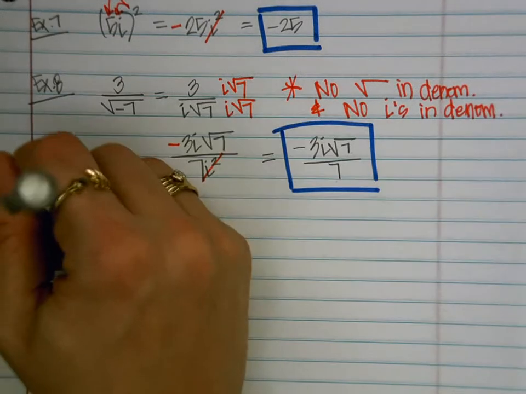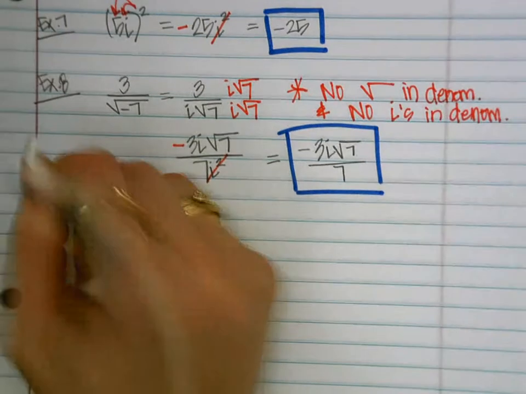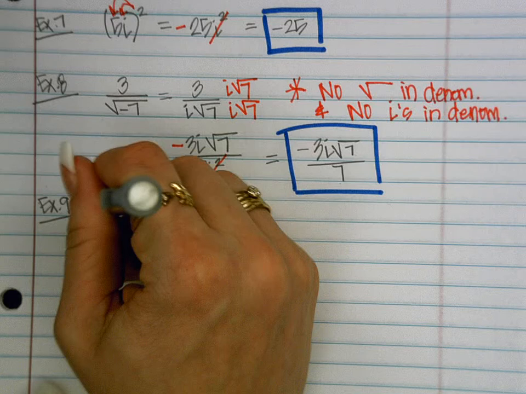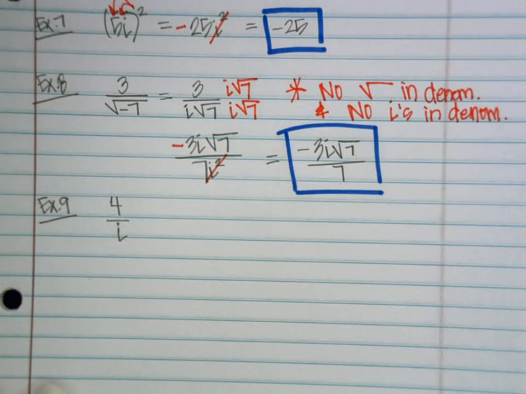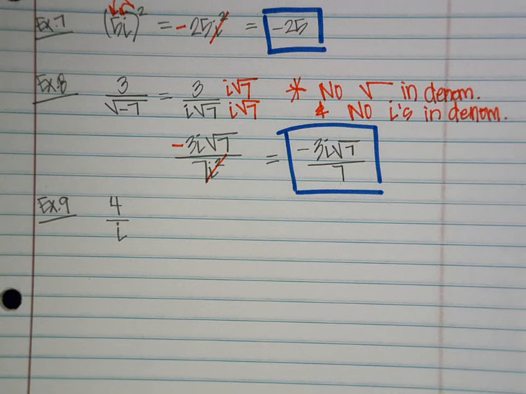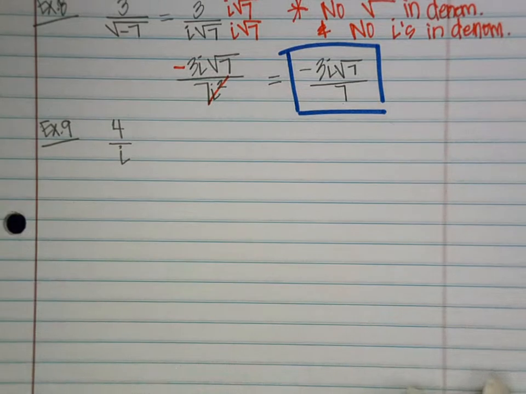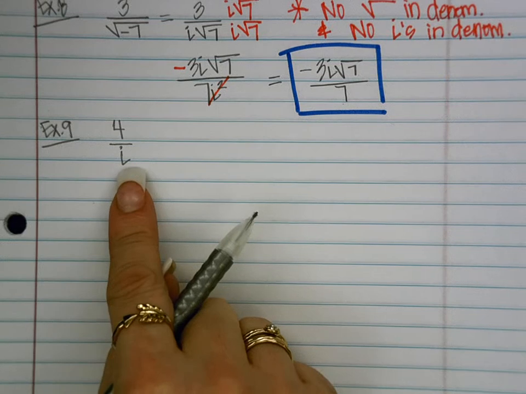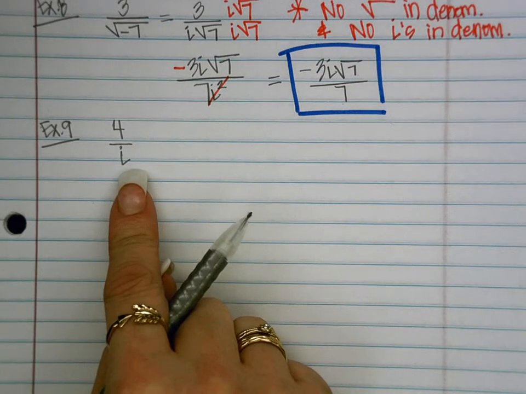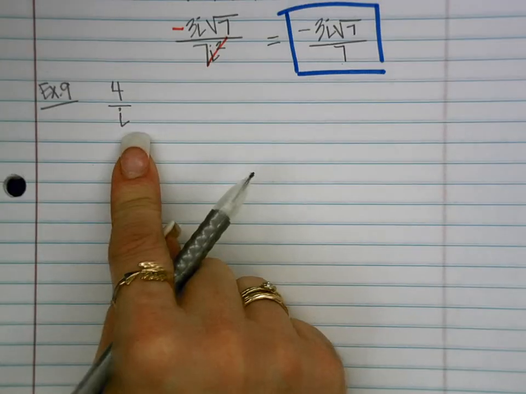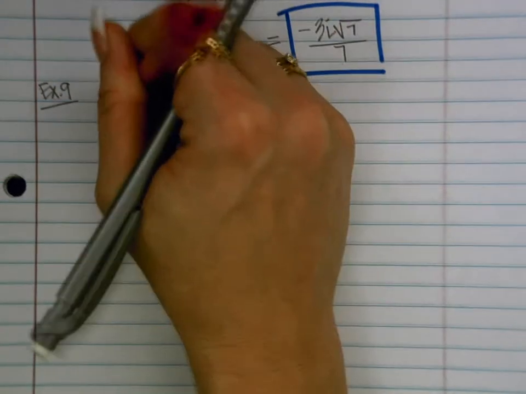Okay, 2 more for you. For number 9, I would like you to simplify 4 over i. 4 over i. Simplify. The obvious problem here is that there's an i in the denominator. To eliminate the i in the denominator, we rationalize it. And to rationalize it, you just multiply it away. So we're going to multiply by i over i.